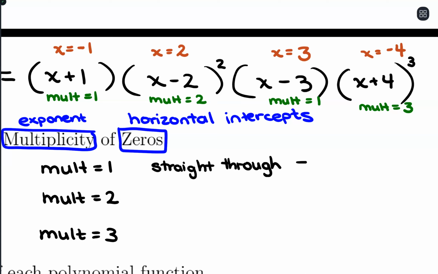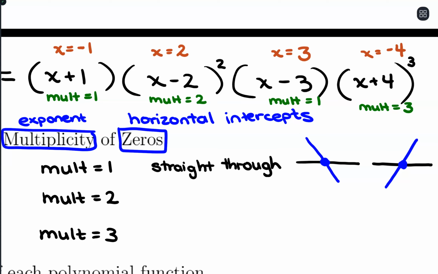So say I have my graph, and I'm going to show 2 scenarios here. Let's say we're crossing the x-axis at this coordinate. Either we'd be coming from up above and going straight through below, so it would almost look linear, or if we're below the x-axis, we'd be coming from below and going straight through to up above. So that's the behavior at that x-intercept.